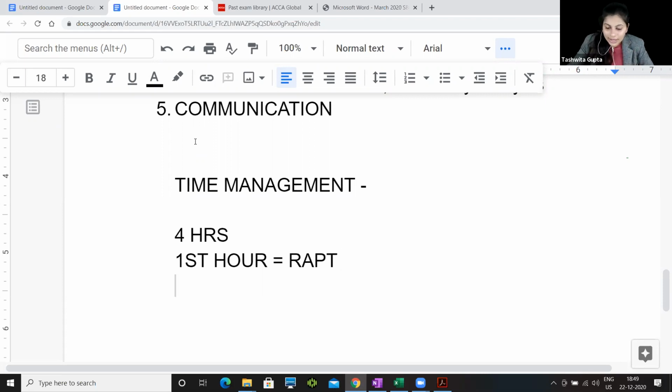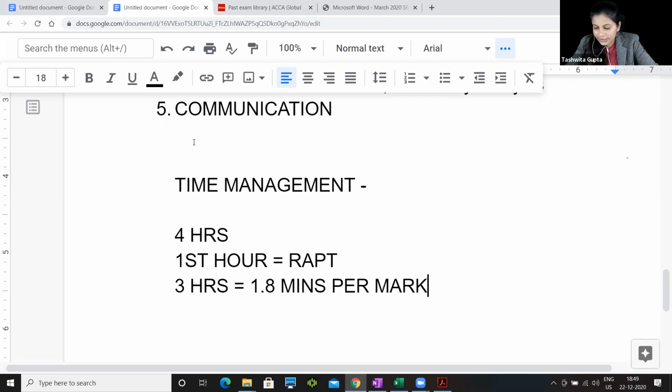Then in the last 3 hours, you're going to write your answer, and you will follow this technique of 1.8 minutes per mark. Okay, so I'm going to follow this technique, 1.8 minutes per mark. So if the requirement is for 20 marks, I should not be spending more than 36 minutes on the requirement. So this is, you can say, the bifurcation of the time which you have to use.